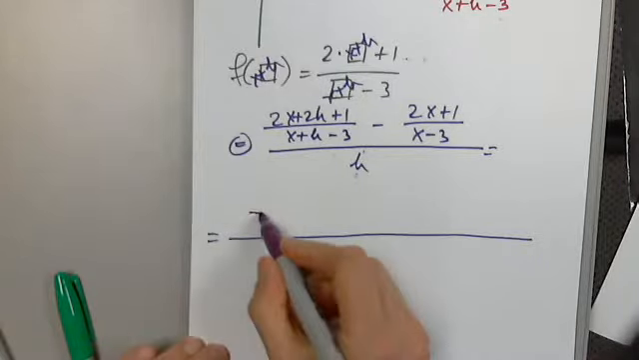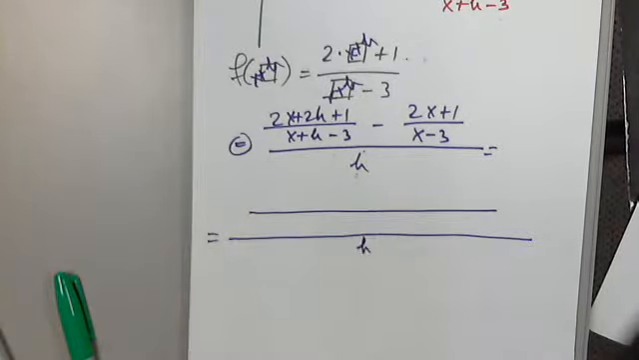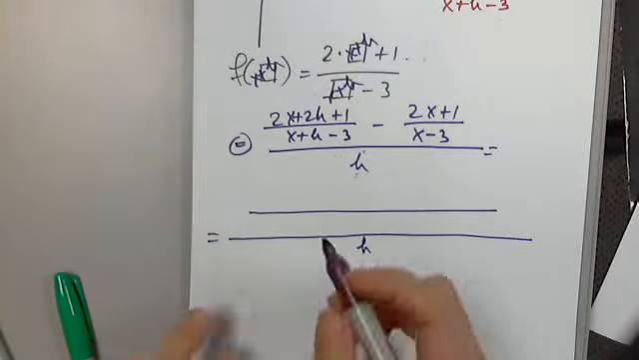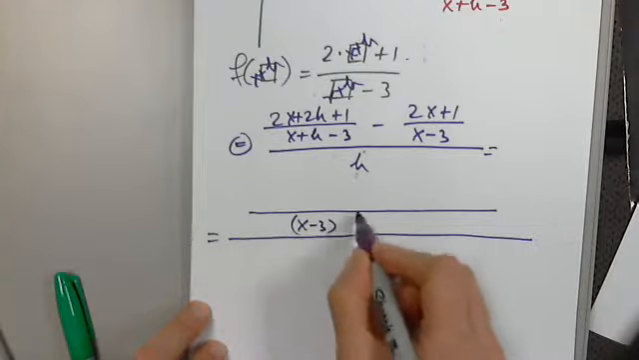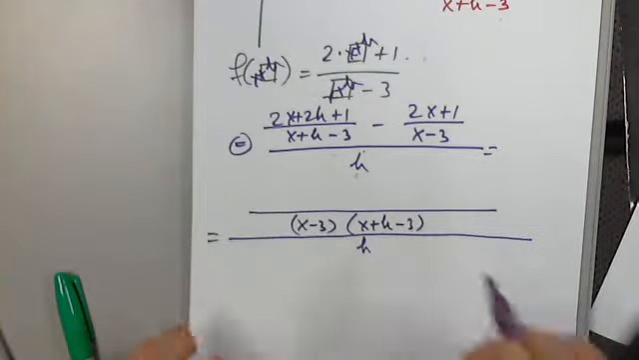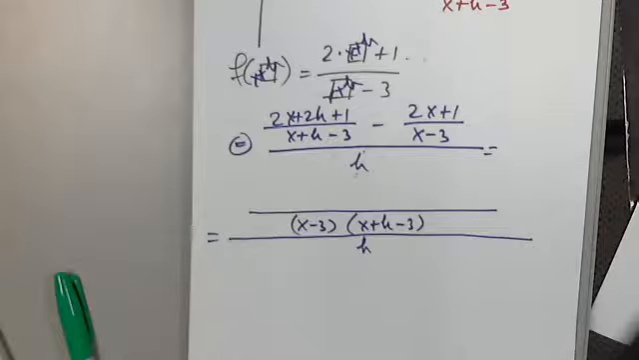So, okay, the least common denominator. Can anyone tell us what is the least common denominator? X plus h minus 3 times x minus 3. Very good. X minus 3, x plus h minus 3. The order is not important. I prefer putting the smaller one in front, but it doesn't matter.